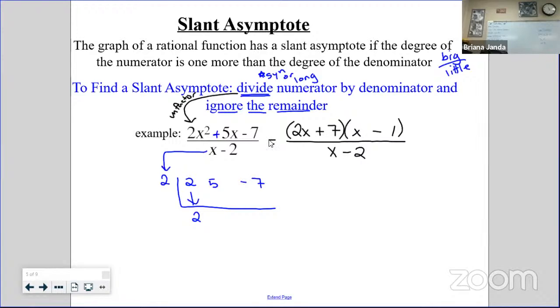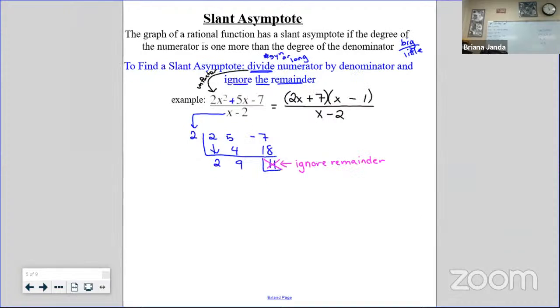So I use the 2 to divide. 2 times 2 is 4. Plus 5 is 9. 2 times 9 is 18, and this would be 11. And we are going to ignore the remainder. From here, you will take this and write it as an equation.